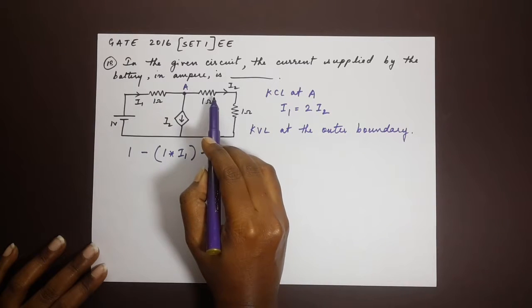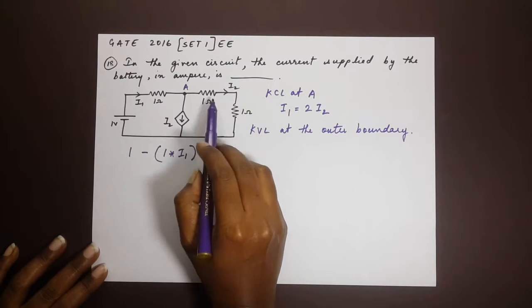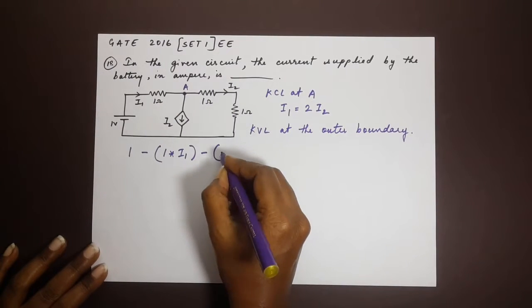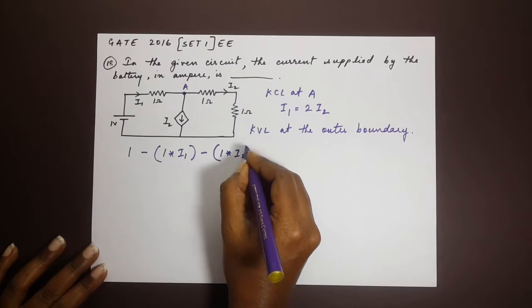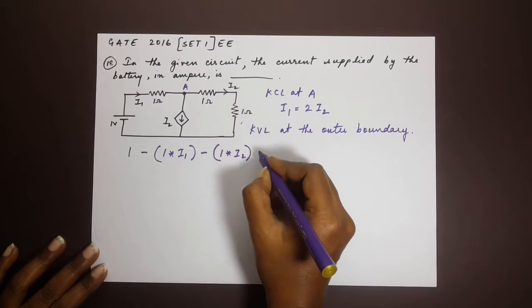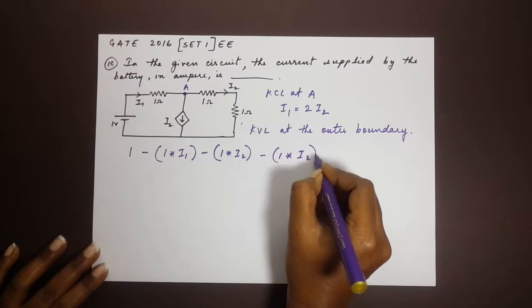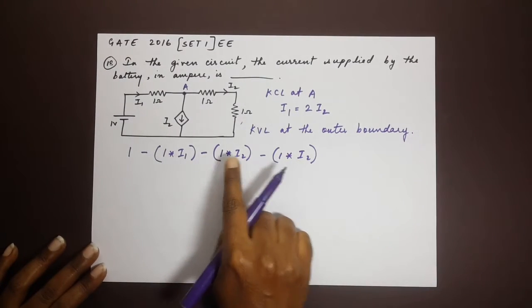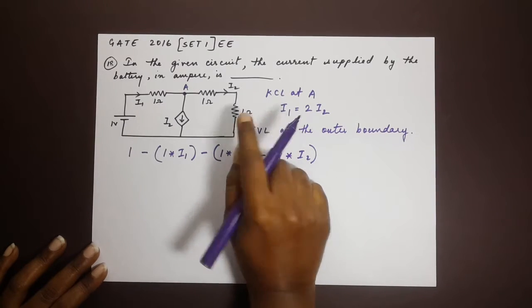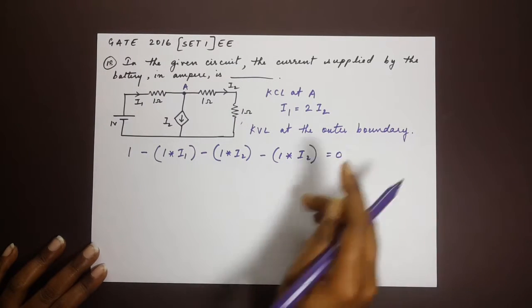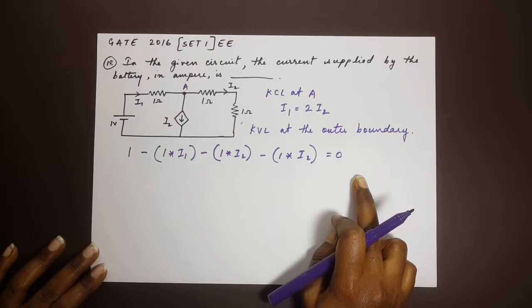Minus. Then now we come here. So the voltage across this, that's 1 times I2, 1 into I2. We have another resistor here. So that's again 1 into I2. Note that the 1 here, they are all the resistance values, okay, is equal to 0. So this is our KVL equation.